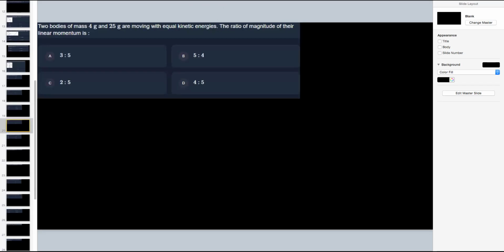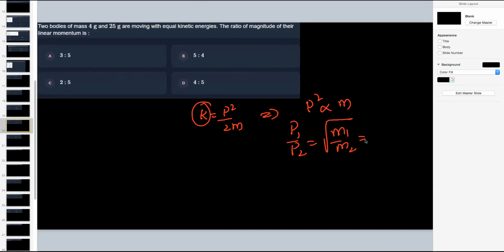Okay, this is a very simple problem related to a basic concept. Two bodies of masses 4 grams and 25 grams are moving with equal kinetic energies. The ratio of the magnitude of their linear momentum? Yes, what is the relation between kinetic energy and linear momentum? K equals P squared by 2m. If K is constant, P squared is proportional to m, or P1 by P2 equals root of m1 by m2. So in this problem, it is root of 4 by 25, so 2 by 5. C is your answer. Now we go for the next one.